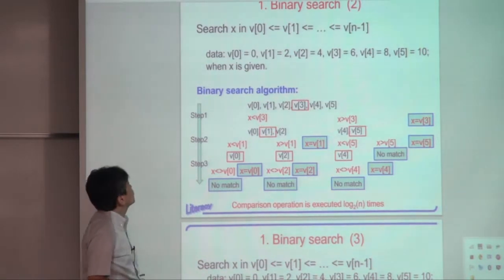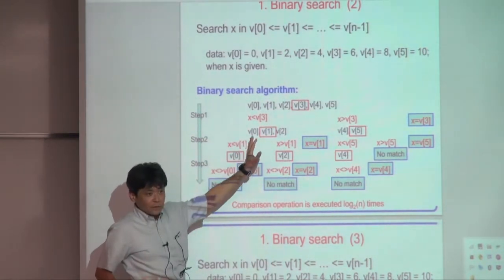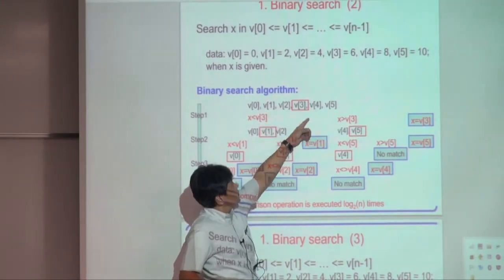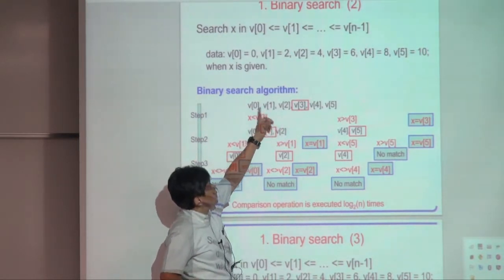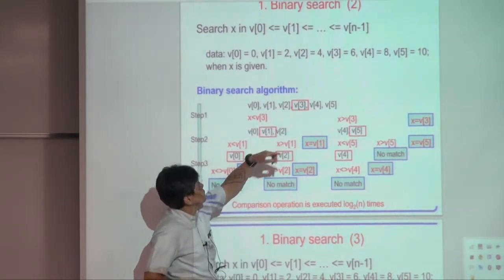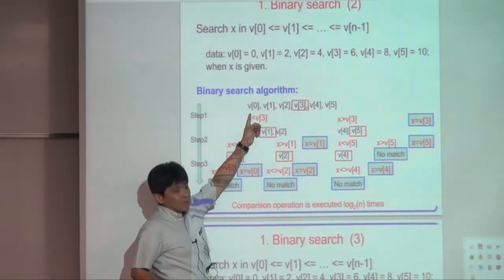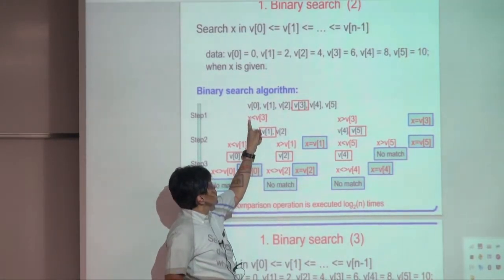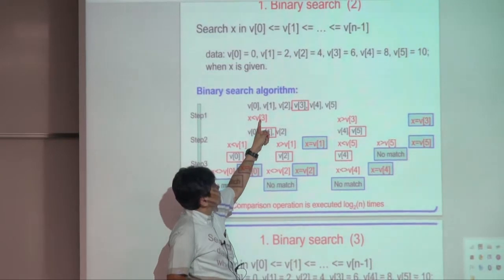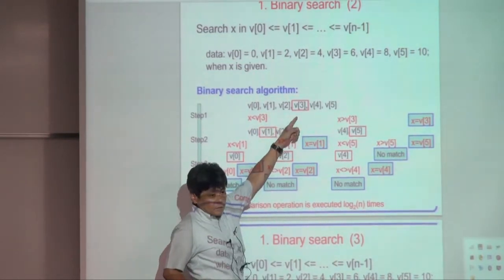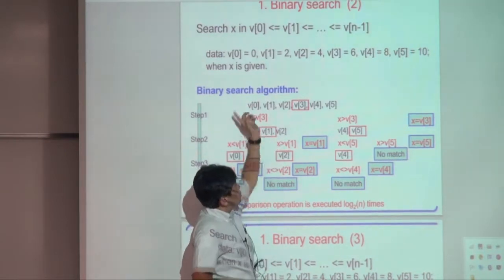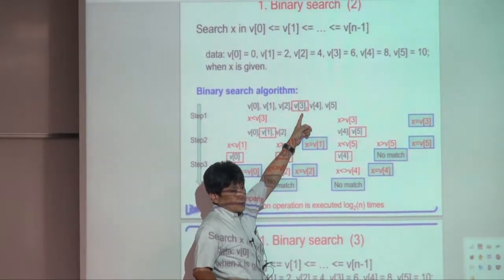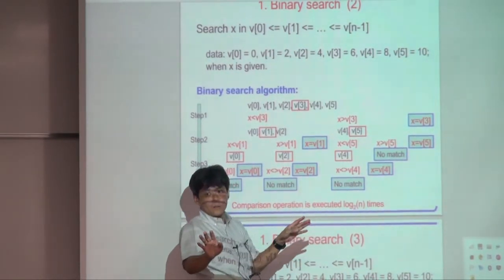The detail of the binary search algorithm is as shown here. You have 6 data stored in an array, and you specify the value x. The program has to find whether the specified value is equal to any of the data. In the binary search algorithm, first the center value is used to divide the data into two groups.